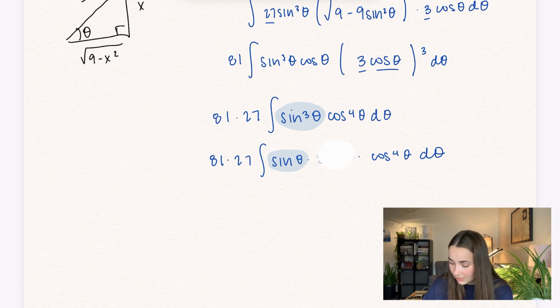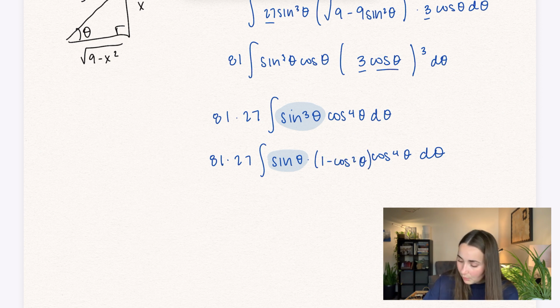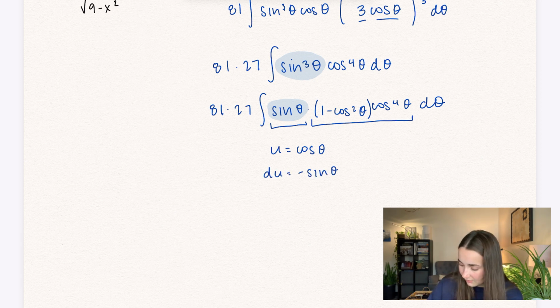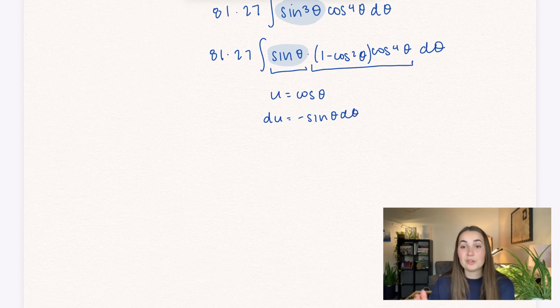The purpose of having an even power is so we can go ahead and replace it with a trig identity, which is going to be 1 minus cosine squared of theta. That way most of our integral is in terms of cosine, so we can set u equal to cosine theta. And here we have our corresponding portion for the du. So du is equal to negative sine of theta d theta. So let's go and replace everything.